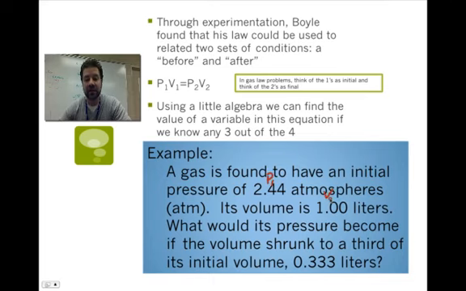What would be its pressure if the volume shrunk to a third of its initial volume? So here, 0.333 liters, we have to decide, is that a pressure or is that a volume? Hopefully we answer volume, so this would be V2, which means that we don't know what P2 is, and that's what we have to figure out. So we can do a typical setup for this problem, make a prediction, and then follow through with our calculations.